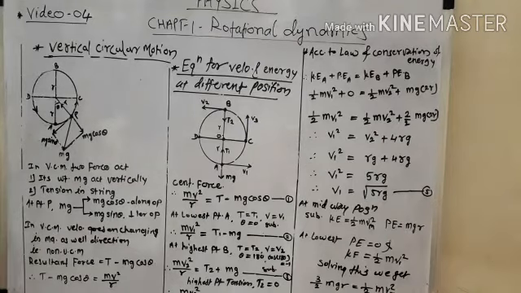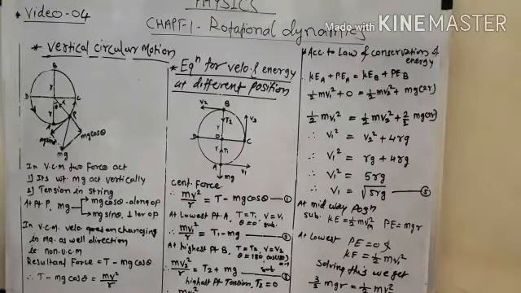First we have to see the UCM, uniform circular motion. In UCM the linear speed must be constant, but in VCM the linear speed does not remain constant. It changes its magnitude as well as direction. For that purpose we can see one example.